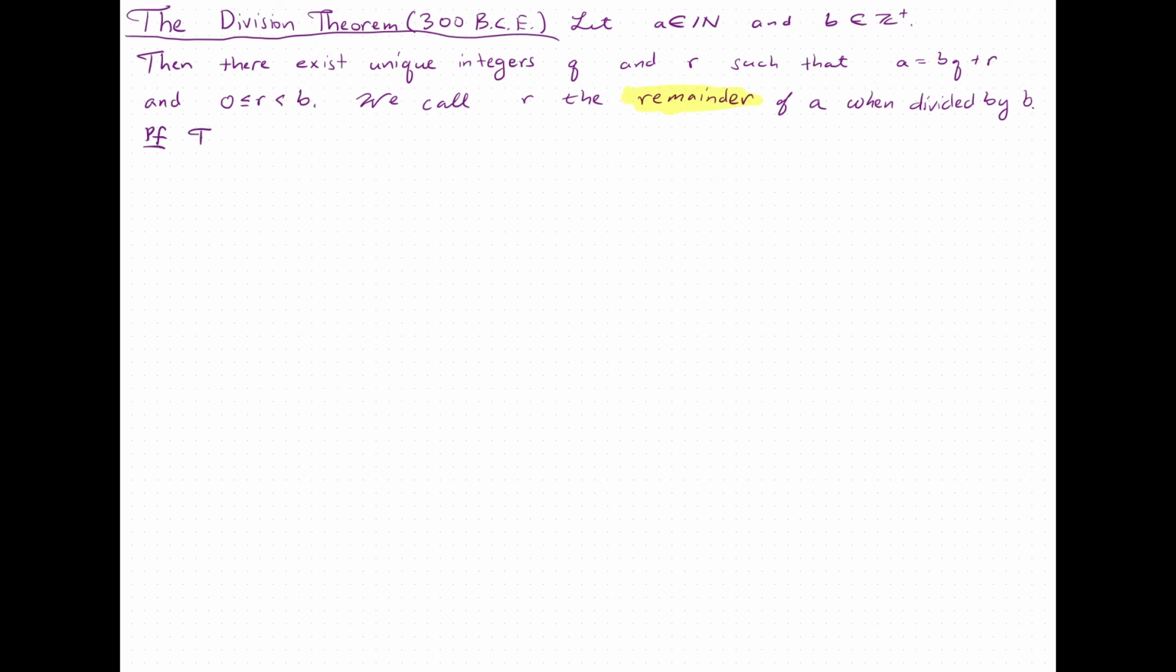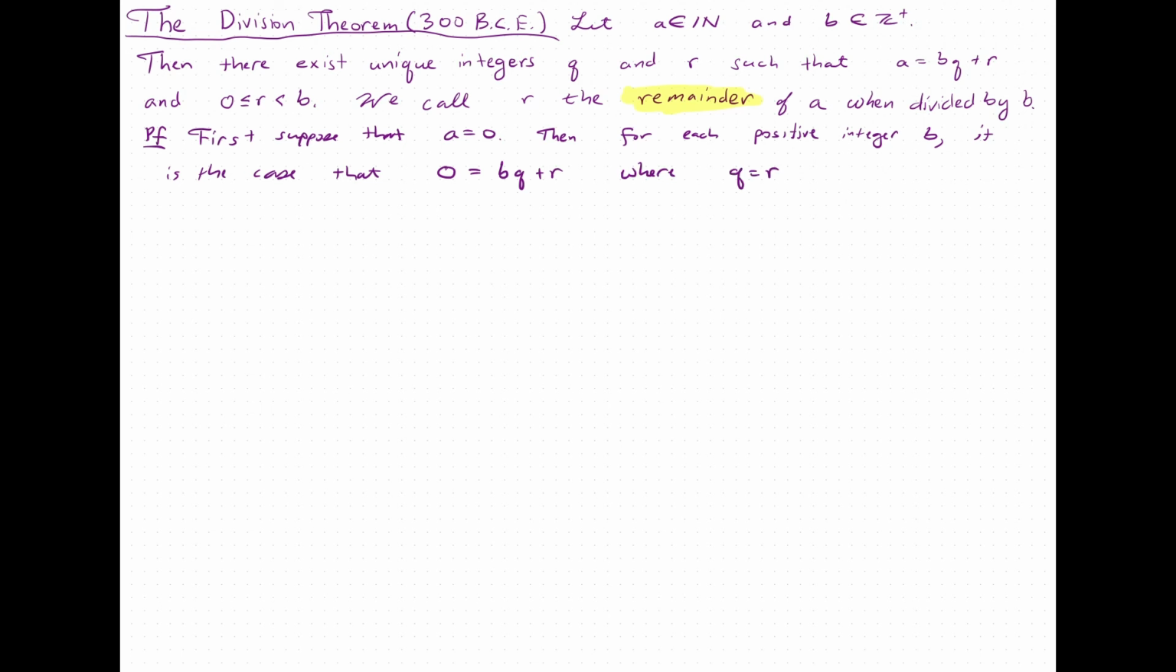So first suppose that a is equal to 0. Then, for each positive integer b, it is the case that 0 is equal to b times q plus r, where q is equal to r, which is equal to 0. And so we have shown the existence.